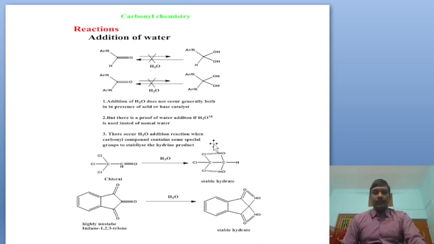Hydrate addition reactions occur when the carbonyl compound contains some special groups which can stabilize the hydrate product. The first example is chloral. If water is added to chloral, it forms stable chloral hydrate, due to the hydrogen bonding interaction here. The next compound is indane-1,2,3-trione, which will also form a hydrate due to the formation of hydrogen bonding here.